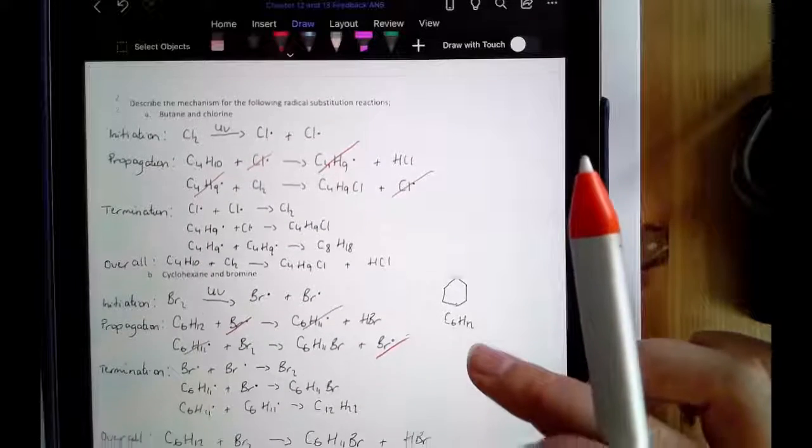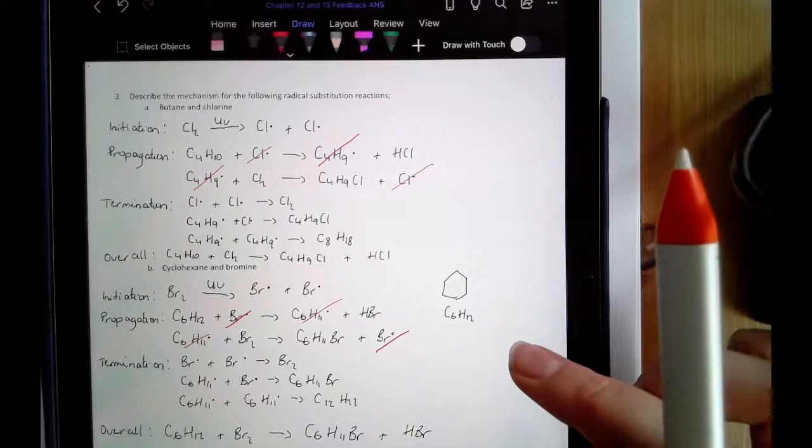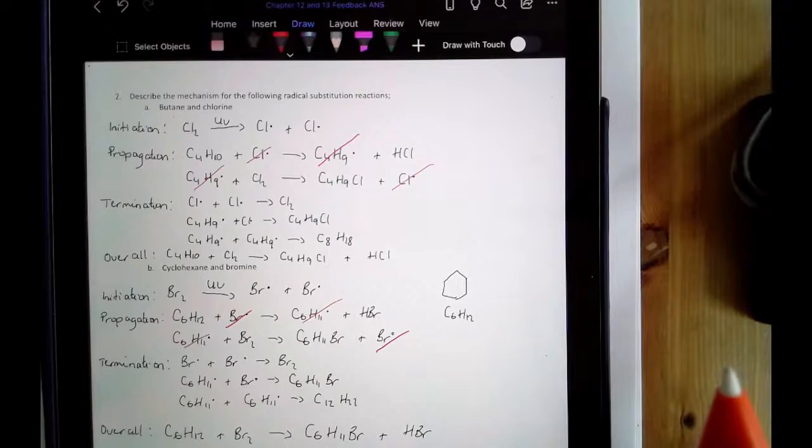As I said, these questions come up all the time. They're worth 6 marks. They're the same every time, so it's well worth the effort to learn them off.